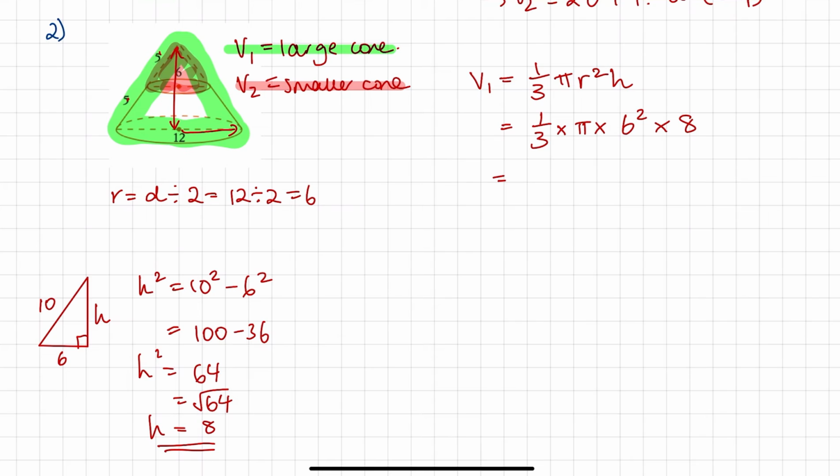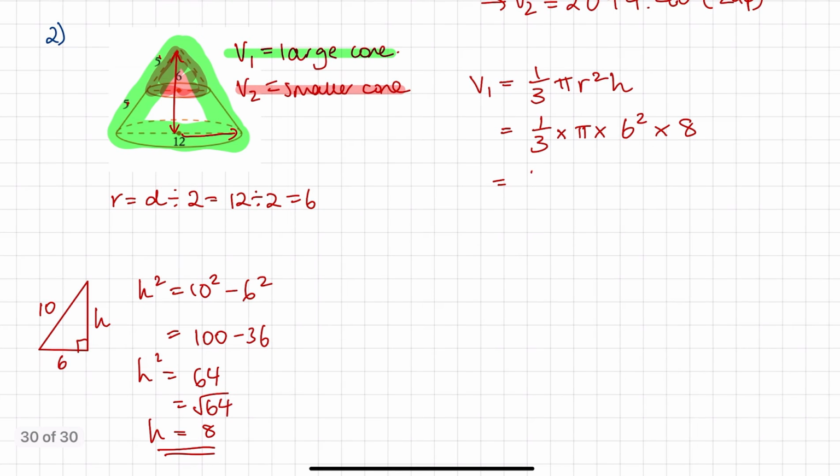So 6 squared is 36. So 36 times 8 pi, and I'm going to put that all over 3. So 36 times 8 is 288 over 3 pi. I'm going to leave the pi at the top. And 288 divided by 3 is actually 96, and then pi. Okay, I'm going to leave that answer as is.